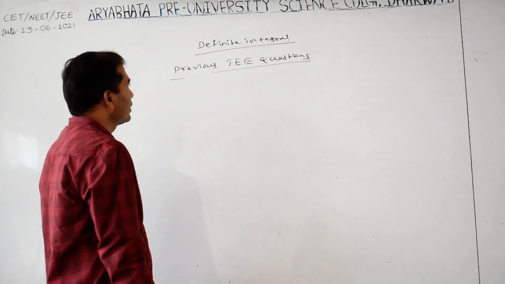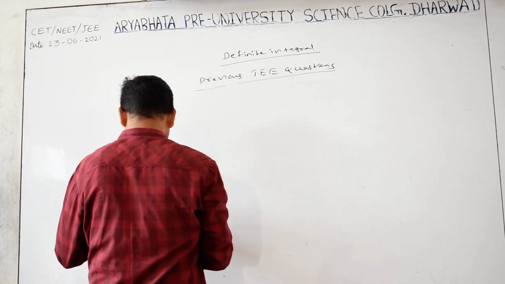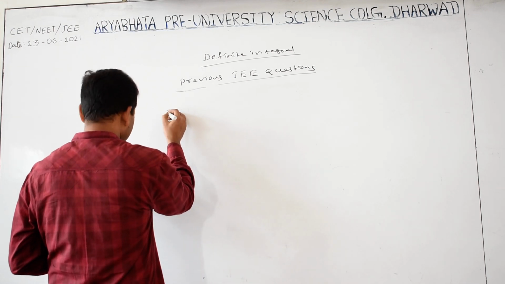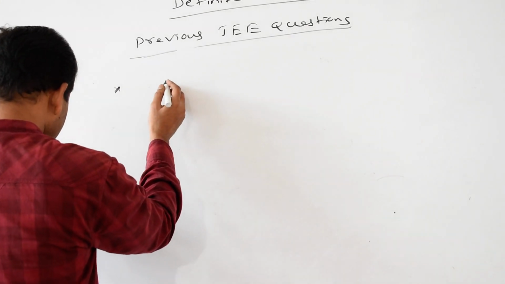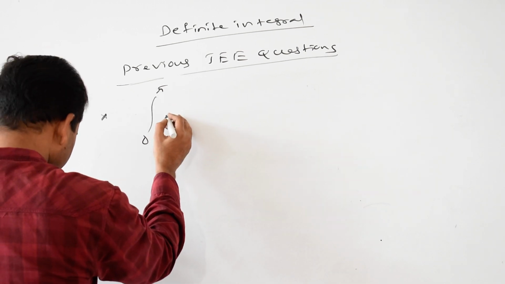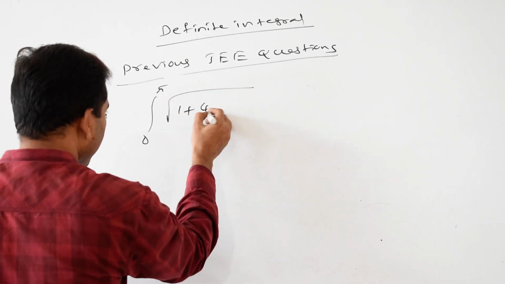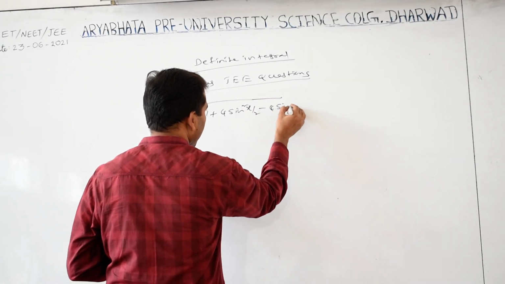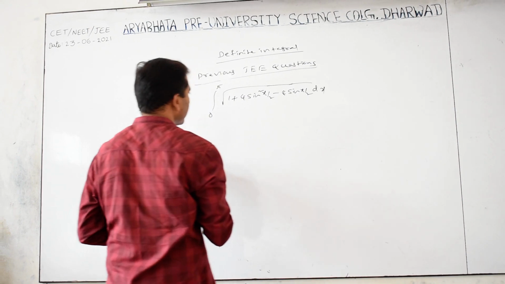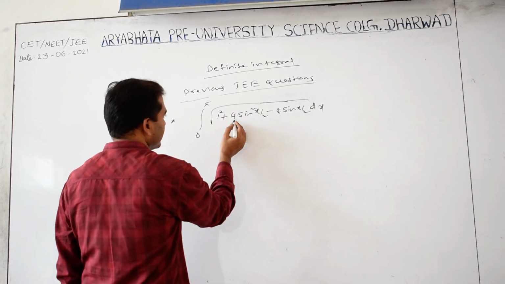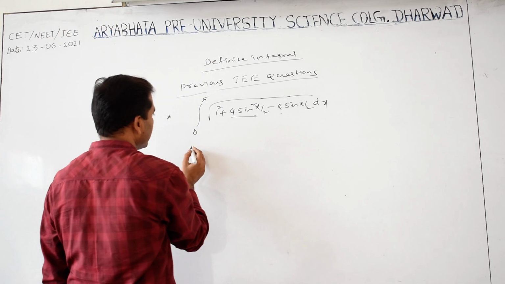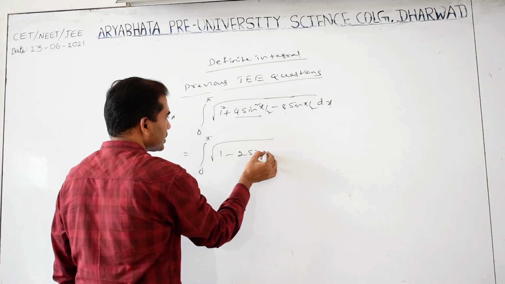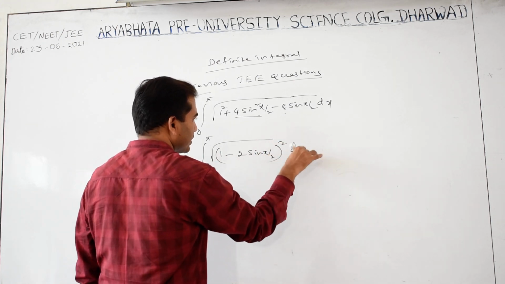Hi students, good morning. Now, the continuation part, previous JEE questions. Next question is a 2015 question: integration of 0 to pi root of 1 plus 4 sin square x by 2 minus 4 sin x by 2 dx. This is a square, this is b square plus 2a minus 2ab. So, we can write 0 to pi root of (1 minus 2 sin x by 2) whole square dx.